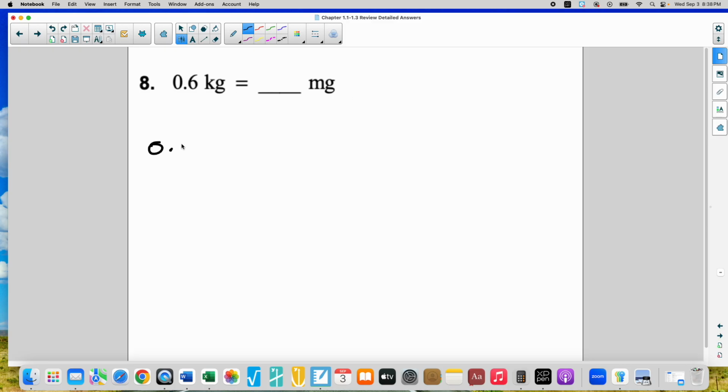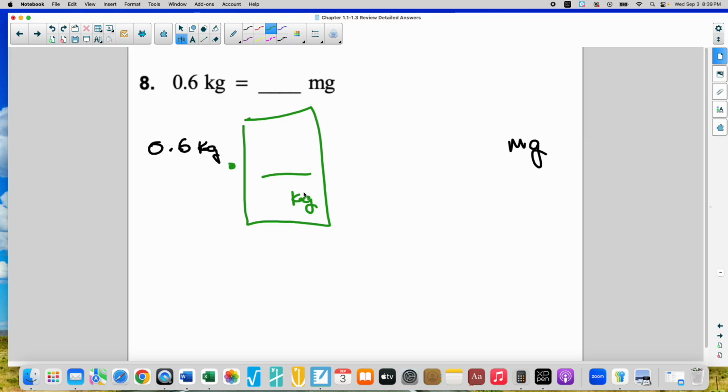So I have 0.6 kilograms, and I need to get to milligrams. So we need to have a conversion box. So I need kilograms in the denominator. I don't know kilograms to milligrams, but I do know kilograms to grams. And I know that there are 1,000 grams in 1 kilogram. So I'm out of kilograms.